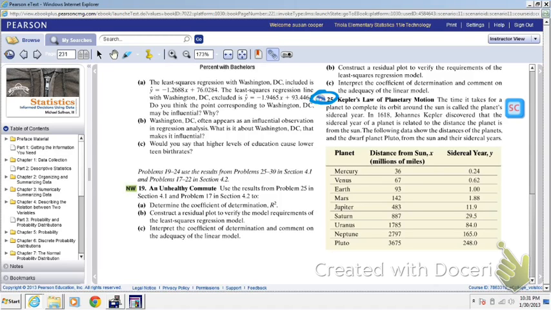So I'll read it. The time it takes for a planet to complete its orbit around the sun is called the planet's sidereal year. In 1618, Kepler discovered that the sidereal year of a planet is related to the distance the planet is from the sun. The following data shows the distances of the planets and the dwarf planet Pluto from the sun and their sidereal years. So basically, the author's nice in telling us, let's let x be the distance from the sun and y be the sidereal year. So they're basically telling us the x and the y.